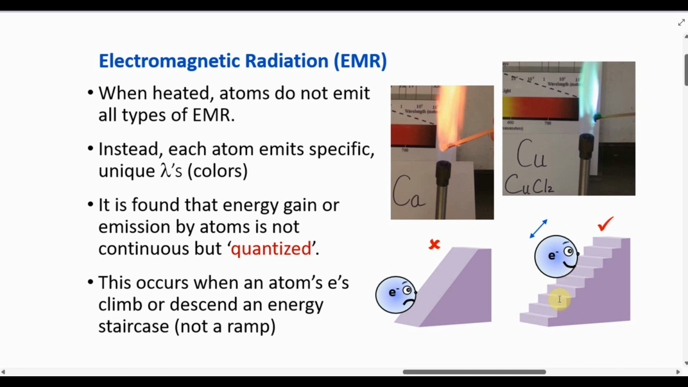So this might be just, for example, perhaps this represents a yellow light absorption. Up here might be green. This might be blue and violet, and others that we can't see. We say that the energy absorption and emission by electrons, and therefore by atoms, is quantized, not continuous. So we can think of this as an energy staircase, but not a ramp.